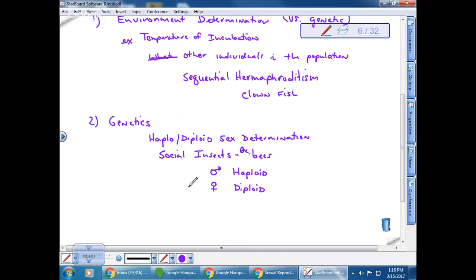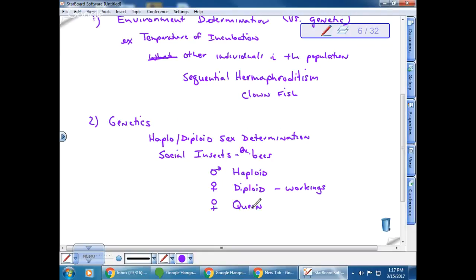So who are the workers? Females are the workers. Those honeybees that you see flying around are female. There are very few males, and the males fertilize the queen. The workers don't get to reproduce, and they're all sisters. The female queen is also diploid. She produces eggs that are then fertilized by the male's sperm.